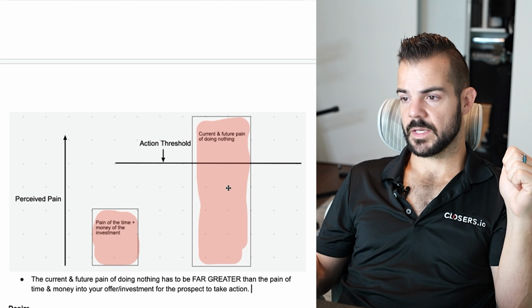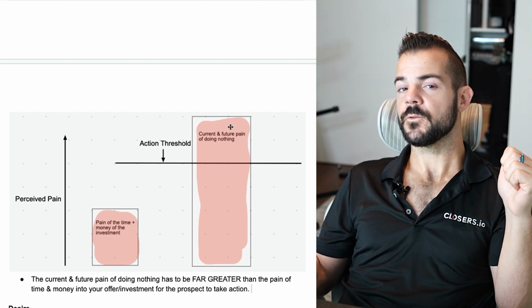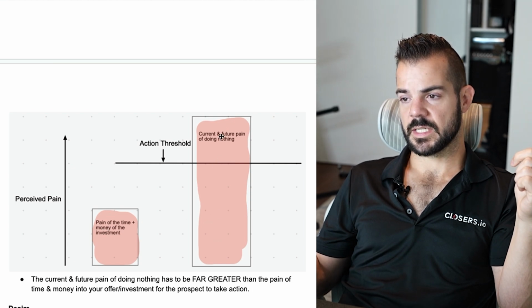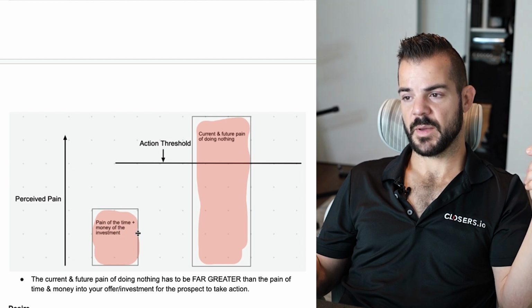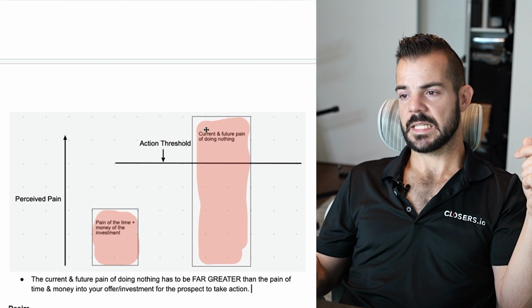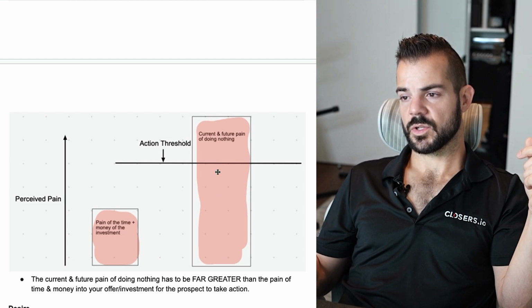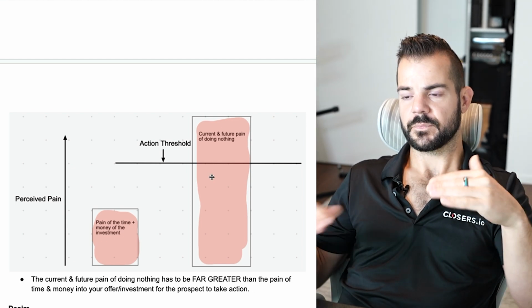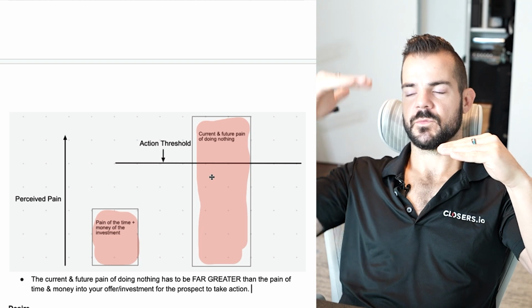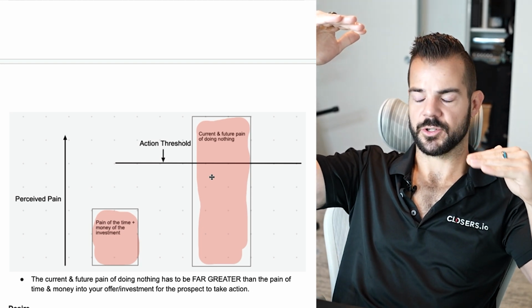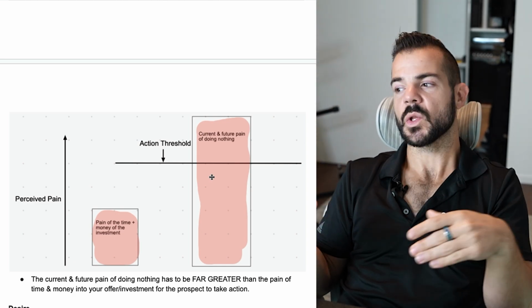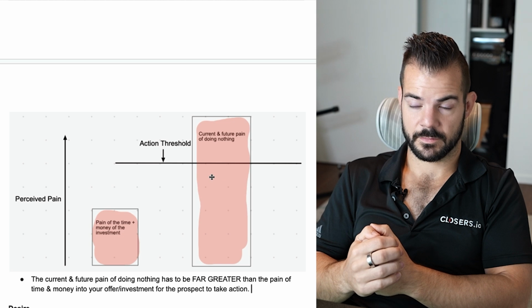But this is the current and future pain of doing nothing. And this not only has to exceed the pain requirement of your offer, the alternative, but it also has to exceed their action threshold. This is something popularized by Jordan Belfort, right? So it's not just enough for it to be more than the pain of time, energy, and attention for your offer. It has to exceed a threshold to where they're like, I need to do it now, okay?